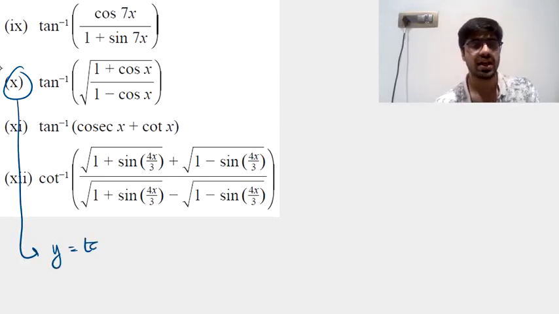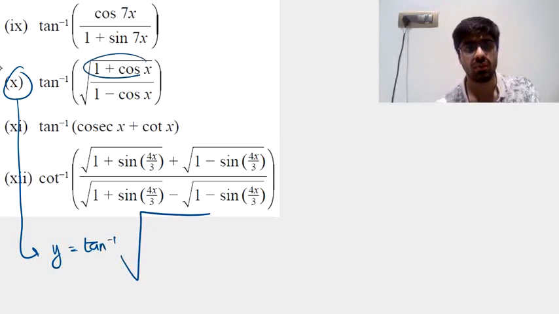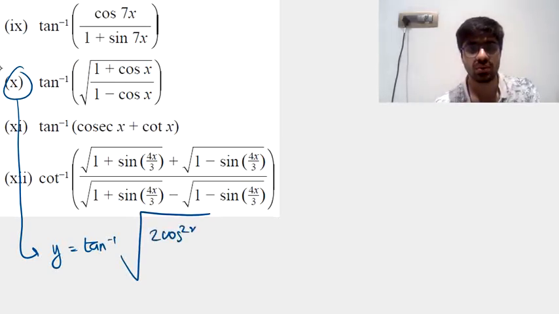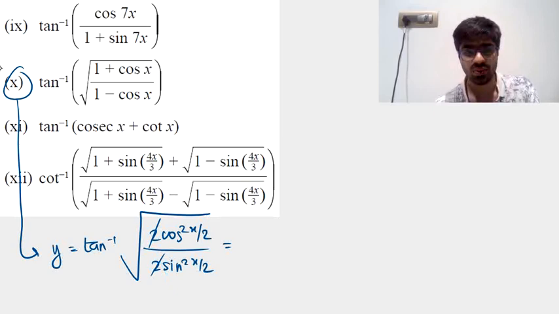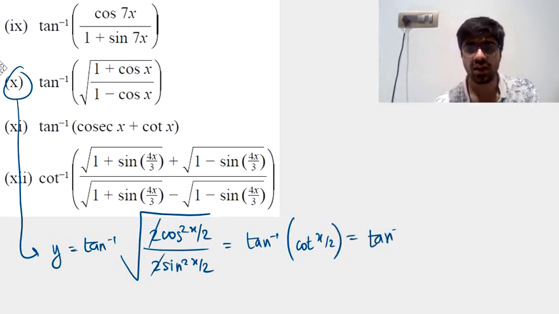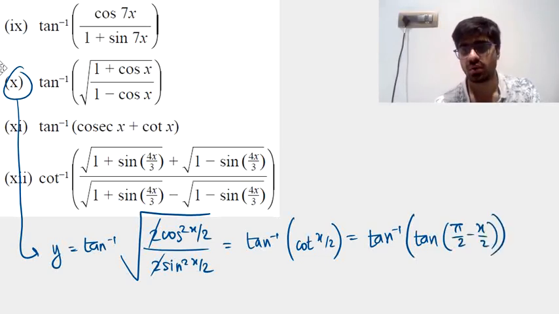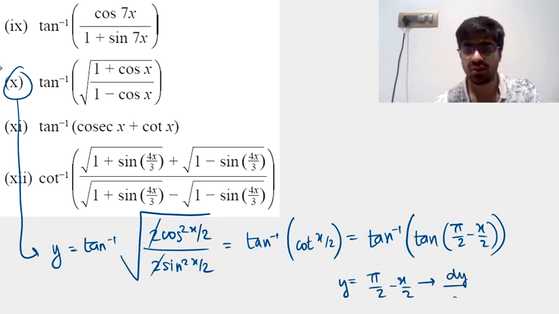So we have y as tan inverse of root over 1 plus cos x, that will be 2 cos square x by 2 upon 2 sine square x by 2. So 2 gets cancelled, cos upon sine, that's cot square x by 2. Root of it will simply give you cot x by 2. So we have tan inverse of cot of x by 2, and cot will be converted to tan by writing it as tan inverse of tan of 90 minus x by 2. So this will be pi by 2 minus x by 2, but this is all a simplification of y. So take a derivative and you have your dy by dx as 0 minus 1 upon 2.